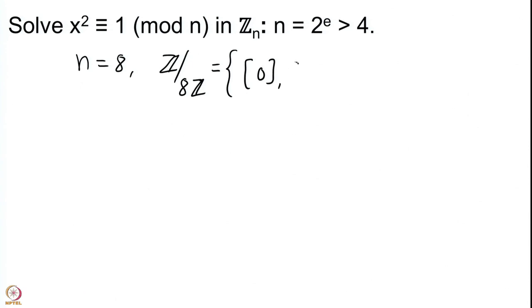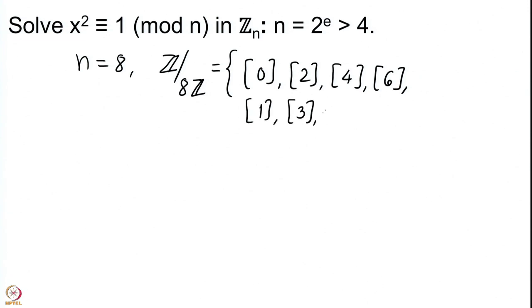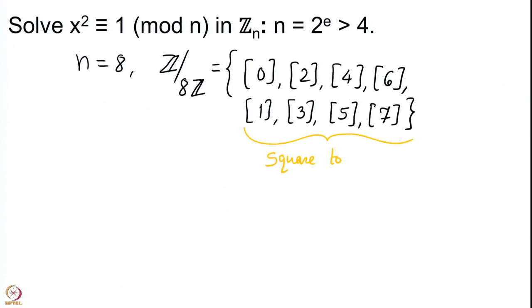We have 0, we have 2, we have 4 and 6. I am writing all the even classes first, then I write the odd classes. And note here that all these numbers square to 1. The squares of all these 4 numbers is 1. 1 square is of course 1, and 7 square, remember 7 is minus 1 when you are looking at modulo 8. 1 square is 1 and 7 square, which is also minus 1 square, that is 1.